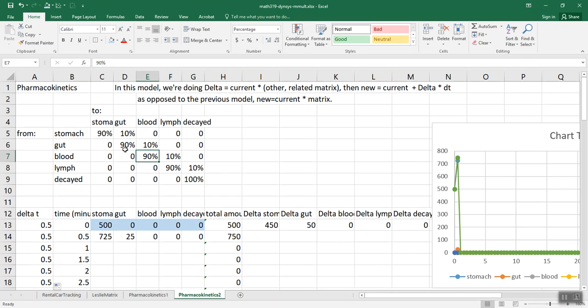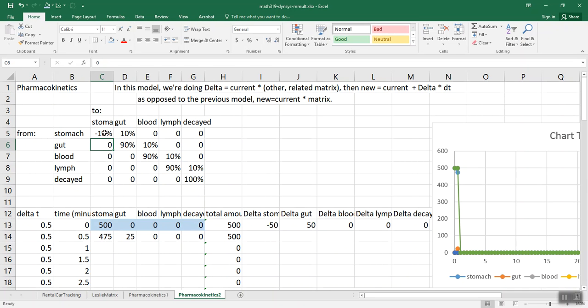Okay, welcome back from pause. What I need to do here is actually have a negative version of that. So whatever I gain in this compartment, I lose from that compartment. And again, I could also have some of the medicine in the stomach going straight to decayed or something. So my matrix no longer has row sums of 1. Now the row sums are usually 0.